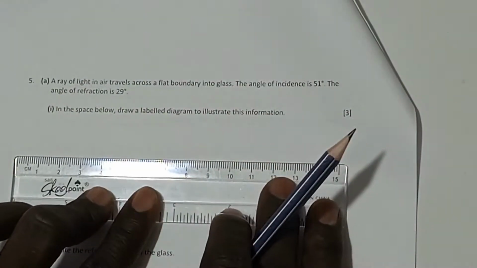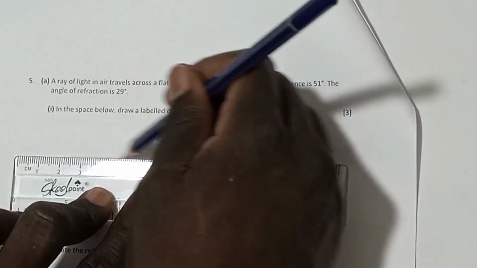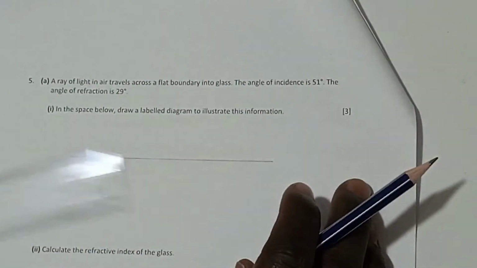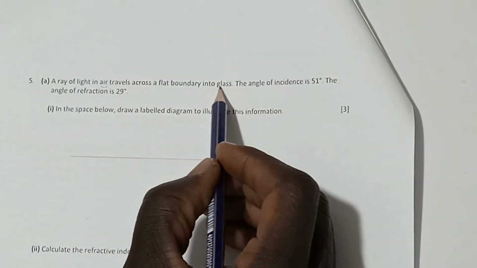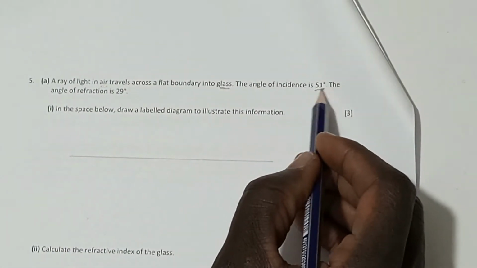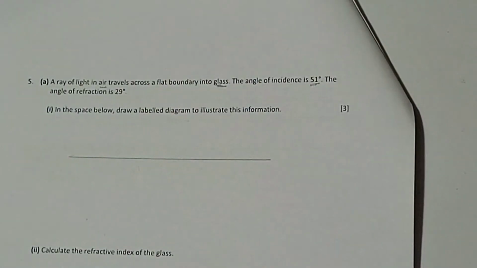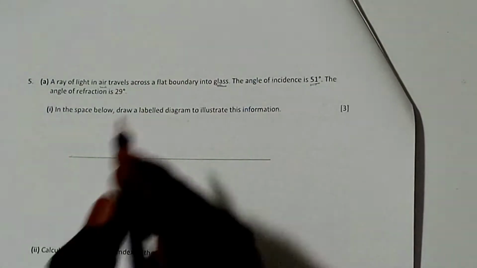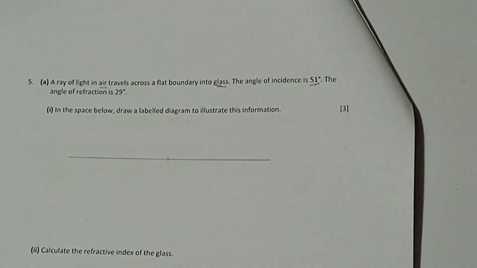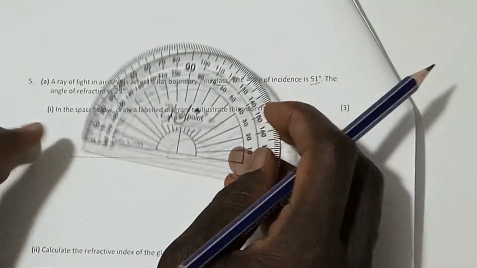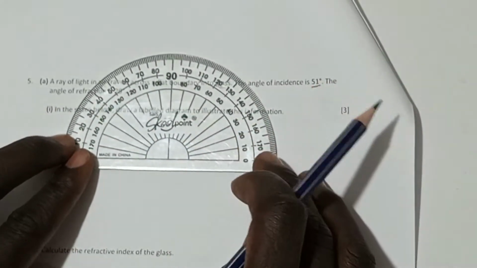So let's draw a straight line using a ruler. Now you're being told that it is traveling from air into glass. So the angle of incidence there is 51 degrees. The first thing that you do is to draw the normal. To draw the normal, there are two ways you can do it. You can either use a protractor, after identifying a given point, you use a protractor at that particular point.